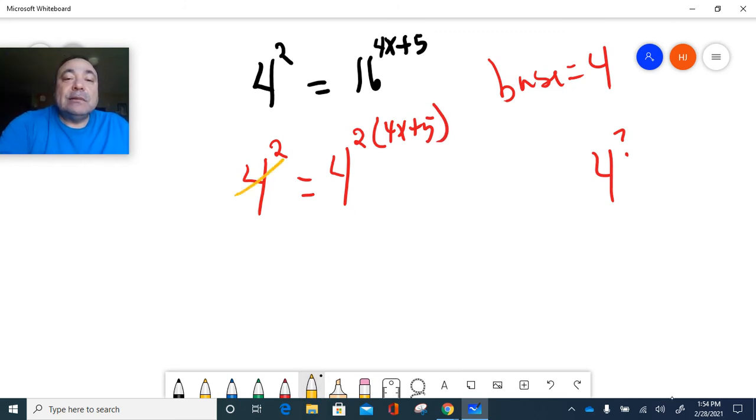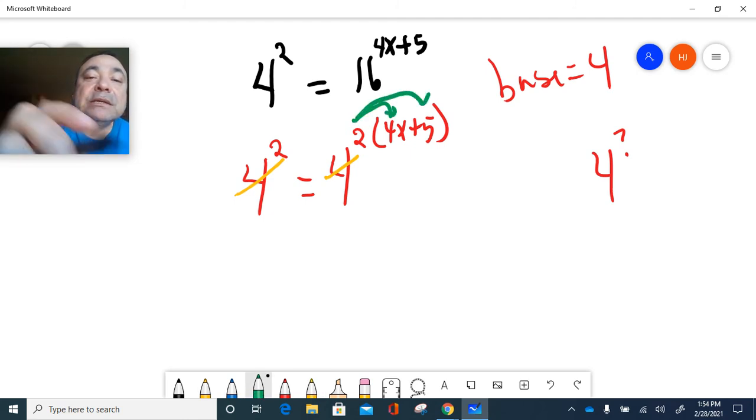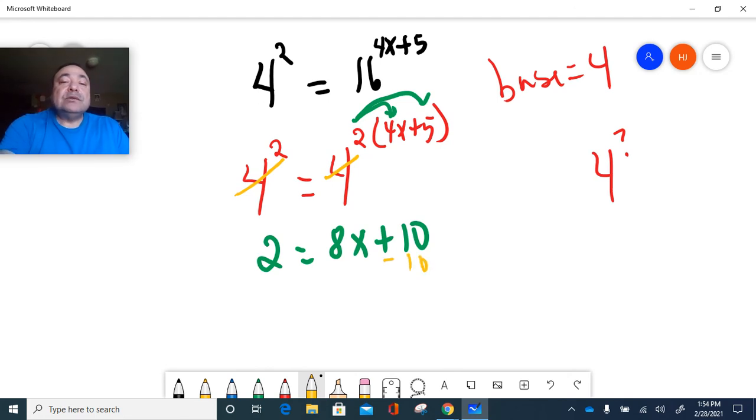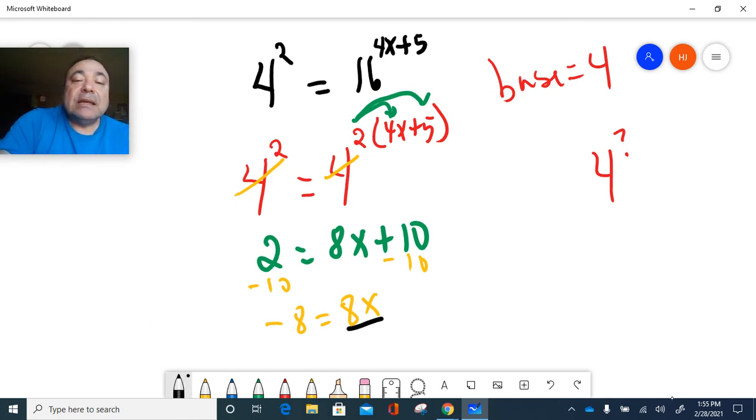The bases are the same. So I end up with 2 equals 8x plus 10. Let me see if you can see that, guys. I'm going to subtract 10 from both sides. So I get negative 8 equals 8x. See that? Then I'm going to divide both sides by 8, and I find that x equals negative 1.